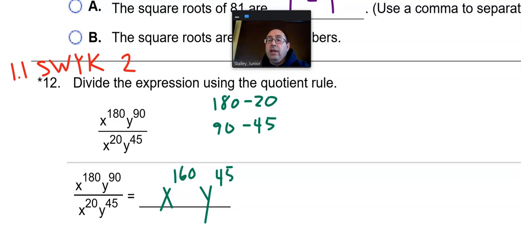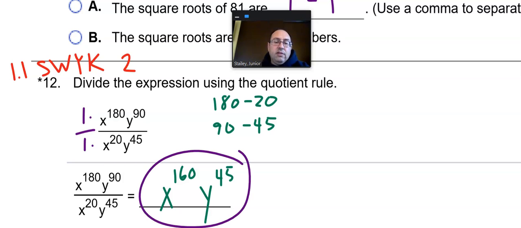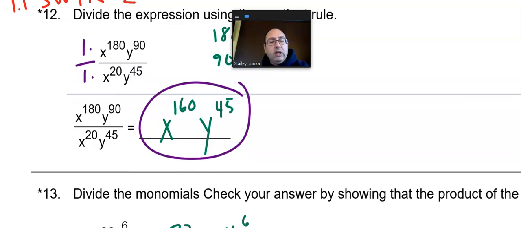We're going to be doing... So remember, you divide the coefficients, but of course, we got a 1 on the top and a 1 on the bottom. That's pretty boring, so that's going to be just 1. Subtracting the exponents, 180 minus 20, and 90 minus 45. That's what gives us these two exponents.